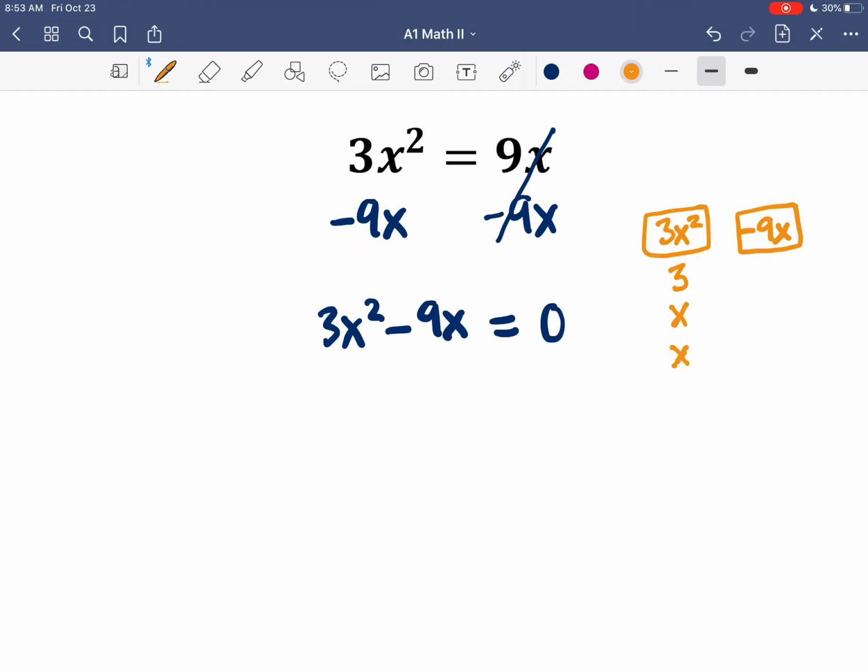And then negative 9x, I know 3 goes into negative 9. I know negative 3 goes into 9. I also know 9 goes into 9. I also know x goes into 9x. And those are all the things that you can divide 9x by to get a nice thing, right?